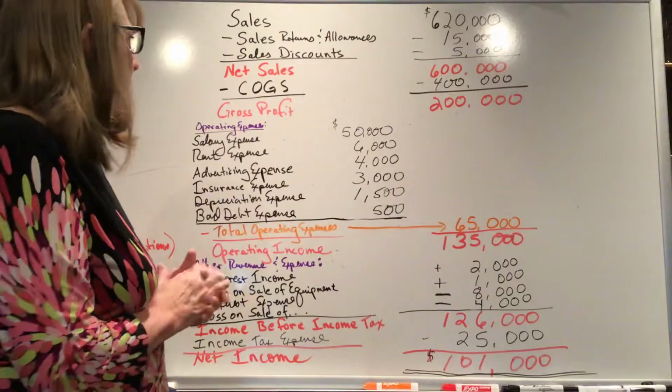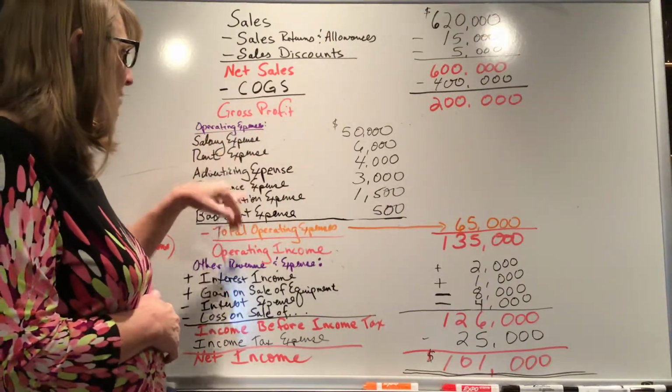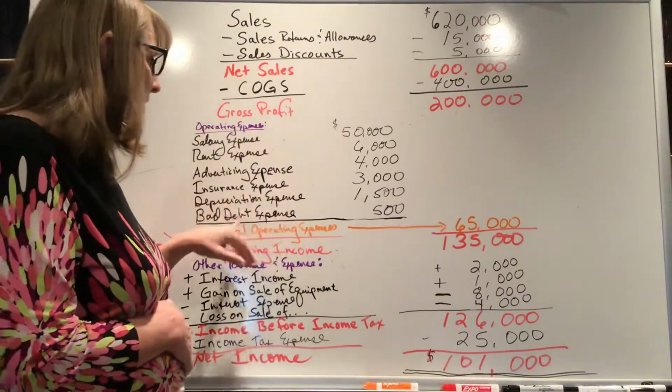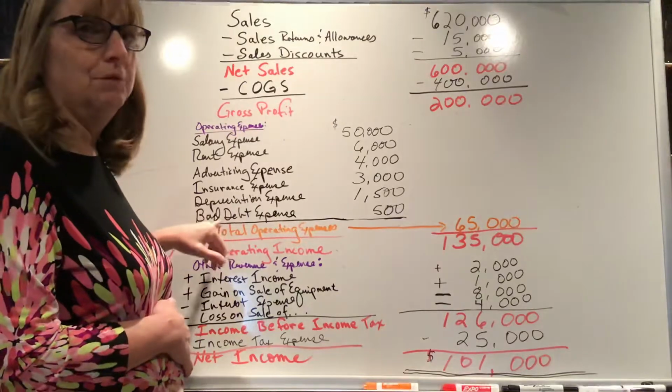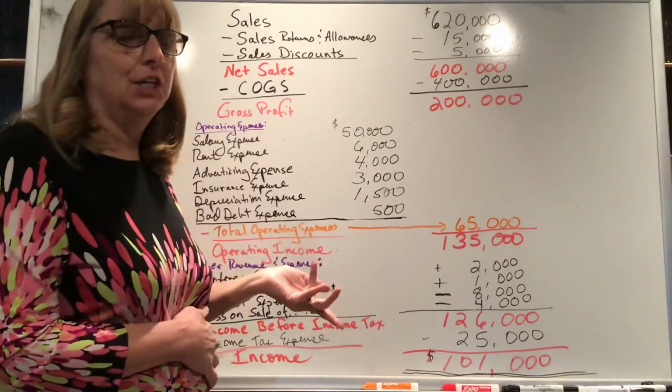We pull these over. Okay, so our operating expenses then: salary expense, rent expense, advertising expense, insurance expense, depreciation expense. This is a new one we haven't had before, bad debt expense. We'll learn about what that is later.